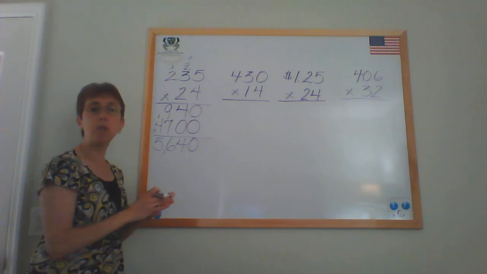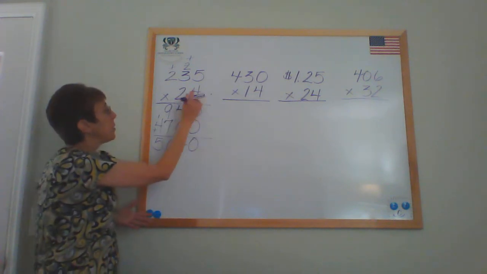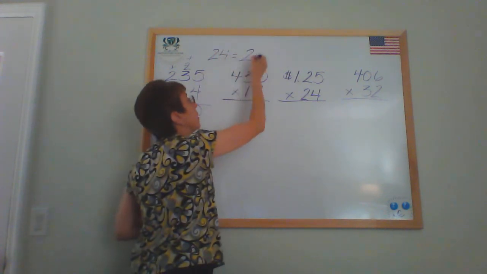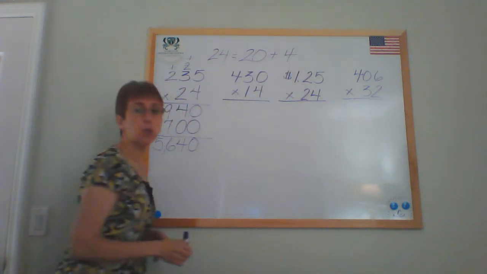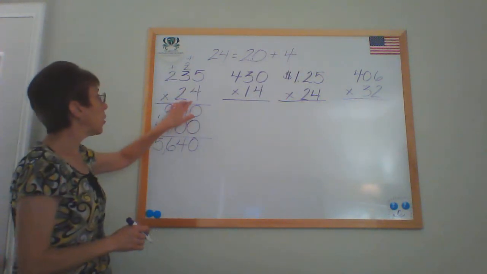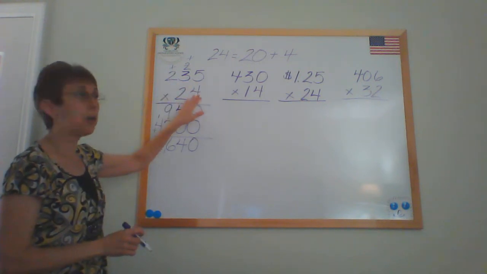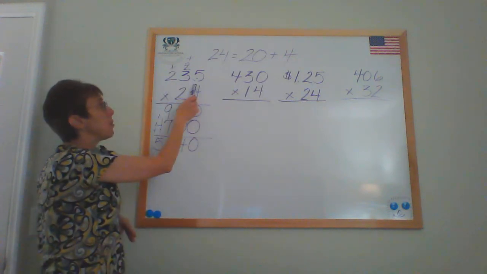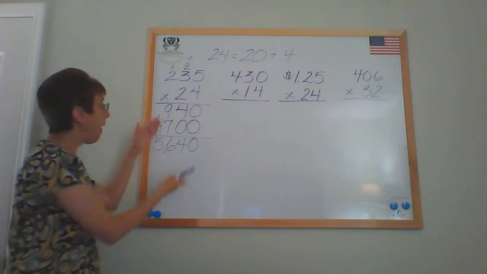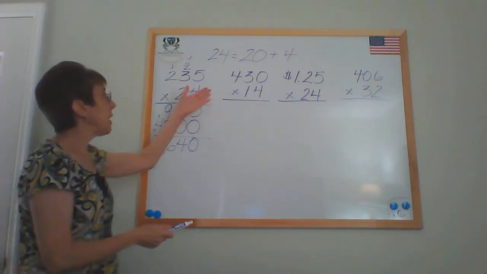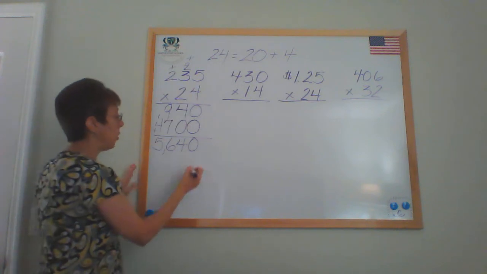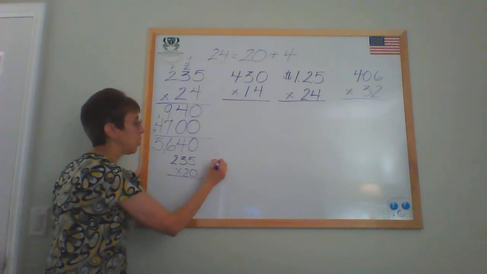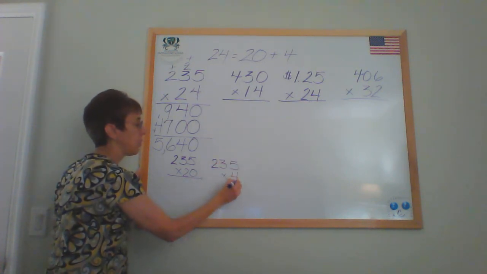Now the very first time when we were doing a long multiplication like this, I had shown you how this is the same as if we used expanded form. If we used expanded form for 24, 24 equals 20 plus 4. So here, when you're multiplying 235 times 24, you're first doing 235 times 4, and then you're doing 235 times 20, and then you're adding them together. No differently than if we did this separately and did 235 times 20 and 235 times 4.